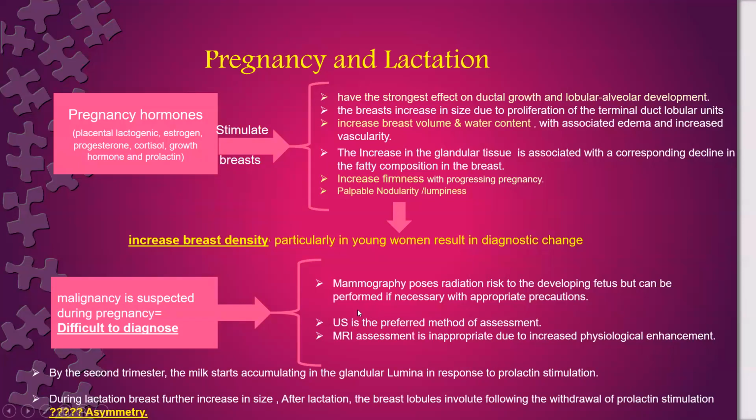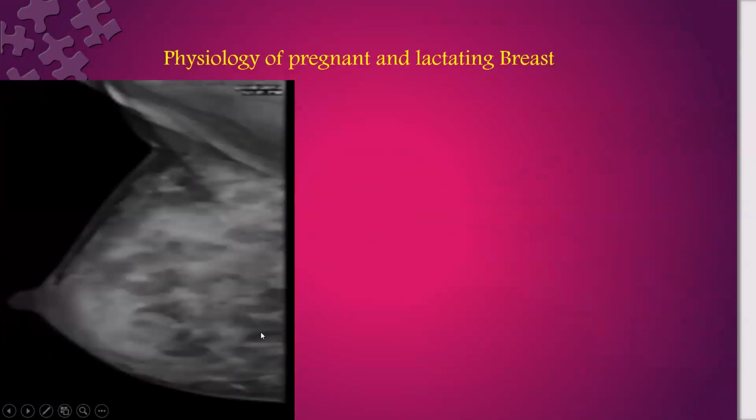And in the second trimester, the milk accumulates within the breast, and then during lactation these changes become more and more pronounced, and after weaning, after hormonal withdrawal, the breast will involute, it will regress, it will return back. If the lady uses one breast more than the other, it will result in asymmetry. This is one of the causes of asymmetry.